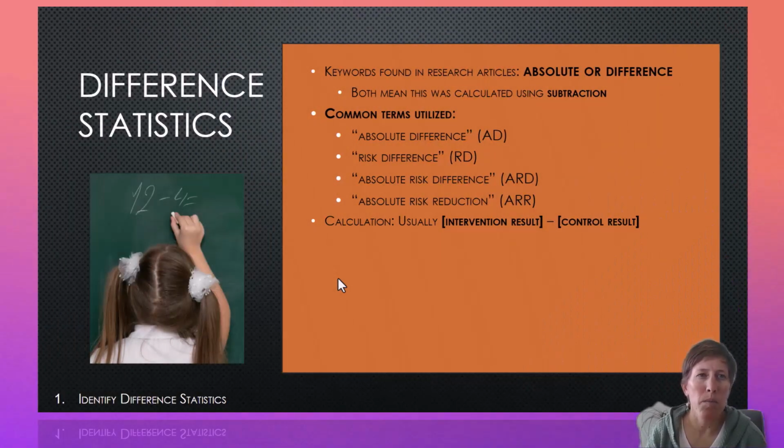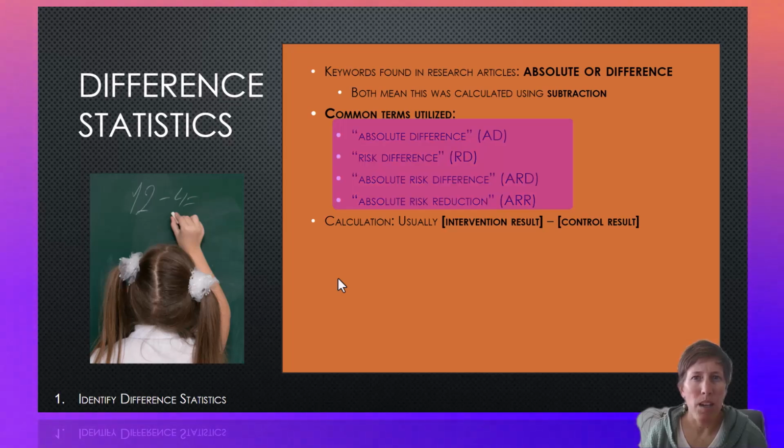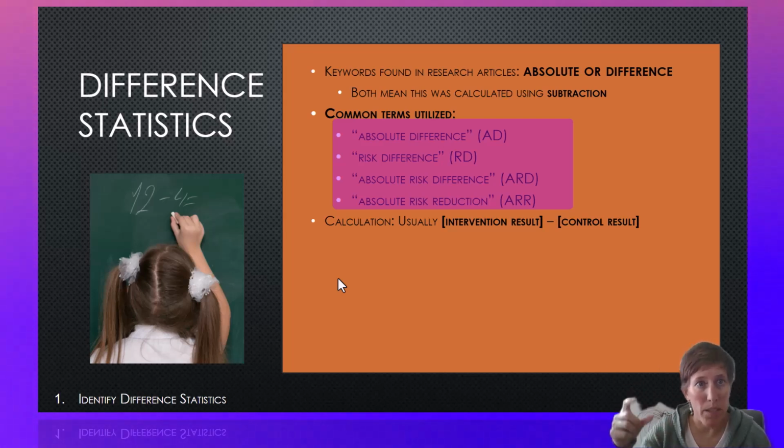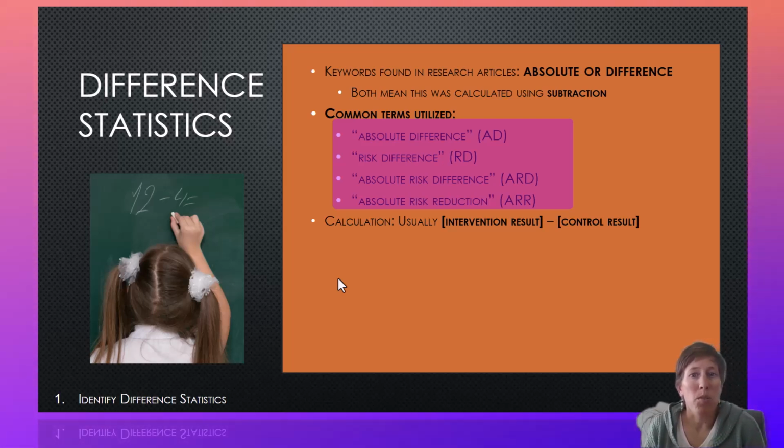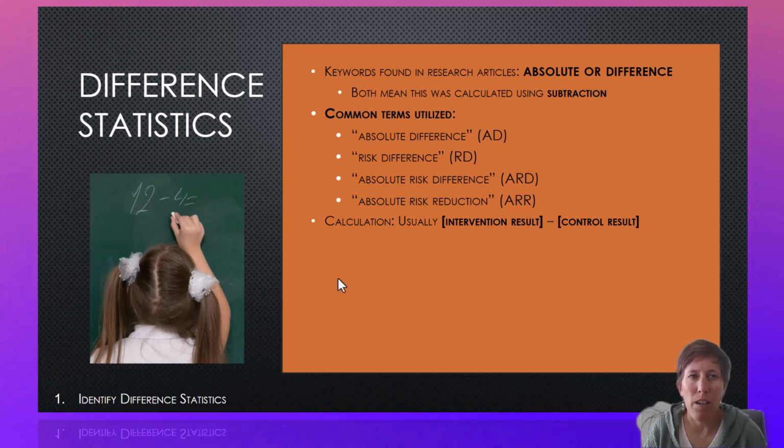The key terms in this study that refer to absolute risk reduction are absolute or difference. Both of these terms mean that this result was calculated using subtraction. Sometimes you'll see an absolute difference. You'll see a risk difference. Again, there's your key term, difference. You'll see an absolute risk difference. You'll see absolute risk reduction, absolute being that key term. All of those mean the same thing, that your result was calculated via subtraction.